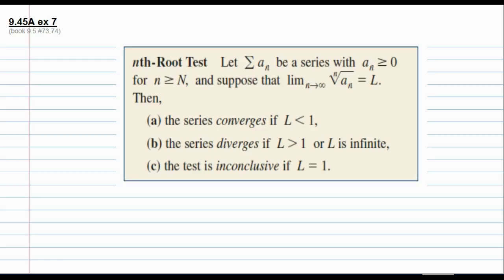This test is great for any series to an nth power, because basically you're going to take the nth root and find the limit, and then the outcomes are very similar to the ratio test. If your limit is less than 1, the series converges; greater than 1, it diverges; and equals 1, it's inconclusive.